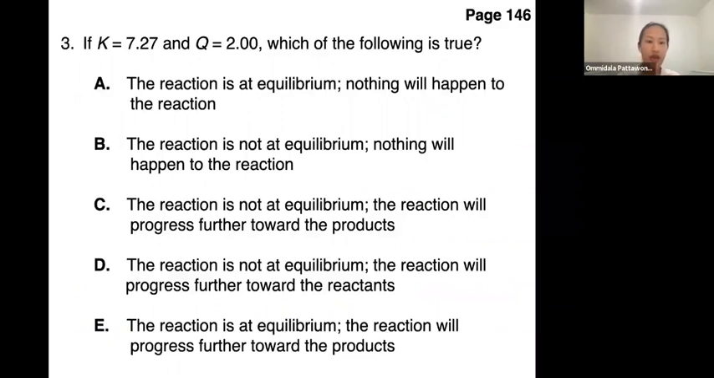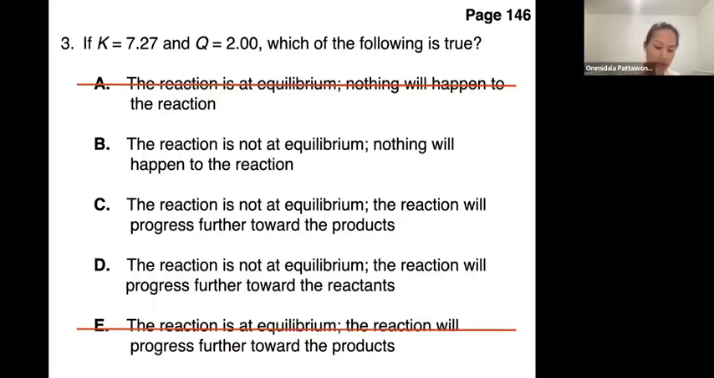Okay, so 3, K and Q. You have two values, and it asks which of the following statements is true. In this case, as you see, K and Q are not equal to each other. That indicates that this given condition is not at equilibrium yet. So the ones that are false would be A and E, and I can eliminate those, because it's not at equilibrium yet since Q and K are not equal to each other.